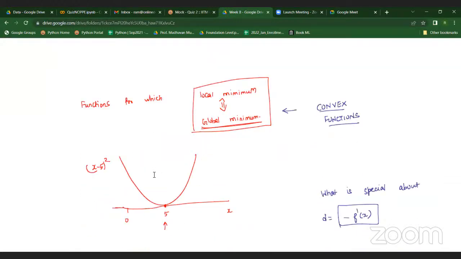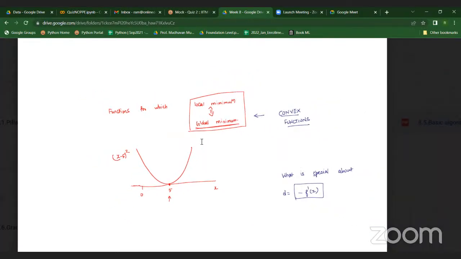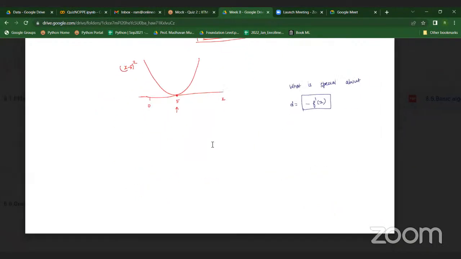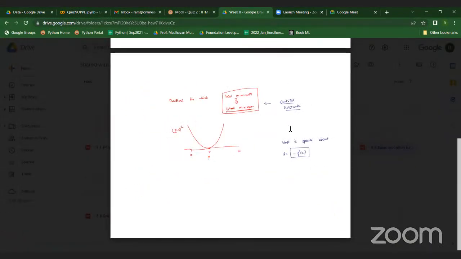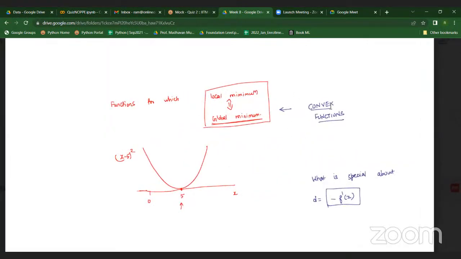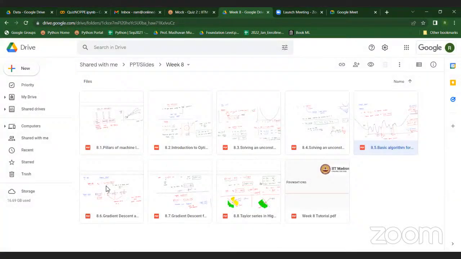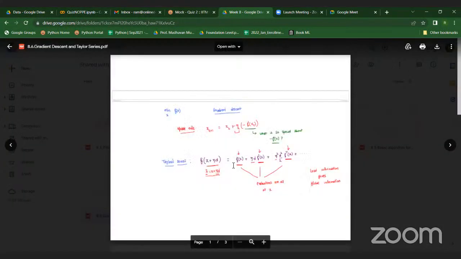Okay, so if all the local minima are also global minima, then that particular function is called a convex function. So for that particular function, the gradient descent algorithm works well. Because the gradient descent algorithm gives the local minima, and for the convex function, the local minima is also global. So it works well.